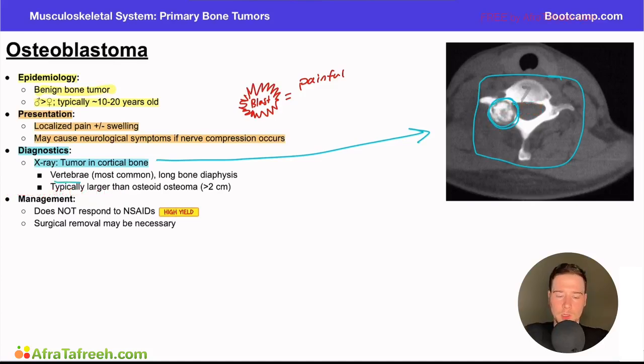Now, we mentioned that this tumor is most commonly in the vertebra, but it can also be seen in the long bones as well. And here we have, again, another key differentiating feature from some other tumors that we talked about, and that the osteoblastoma is typically larger than the osteoid osteoma. It's typically greater than 2 centimeters. In the previous video, we talked about the osteoid osteoma being a bit smaller, typically less than 2 centimeters.